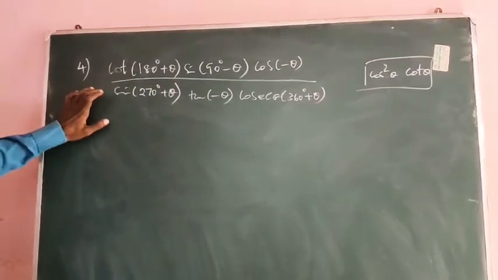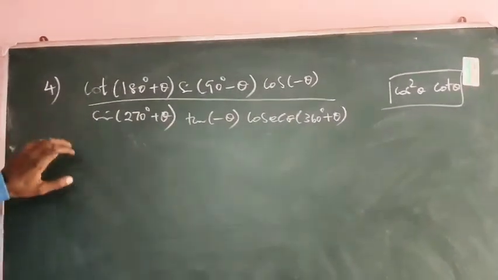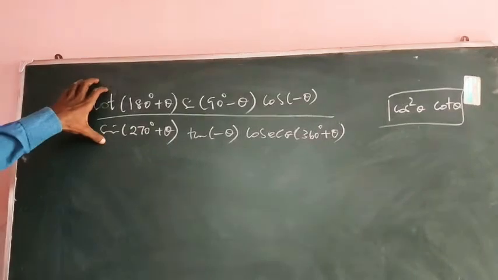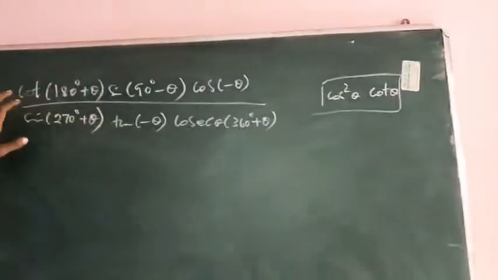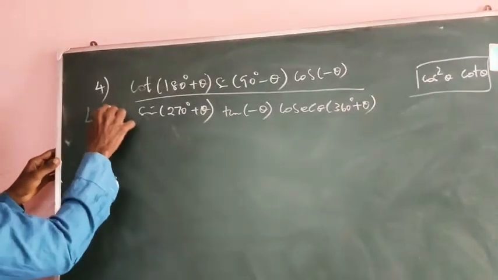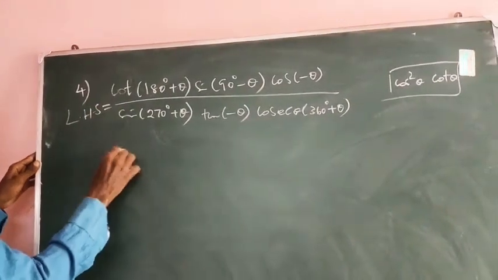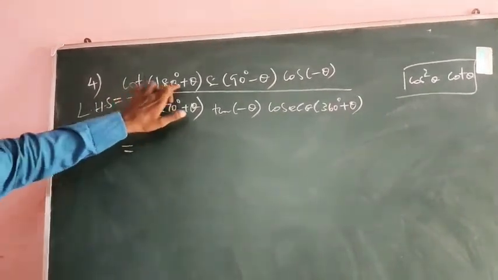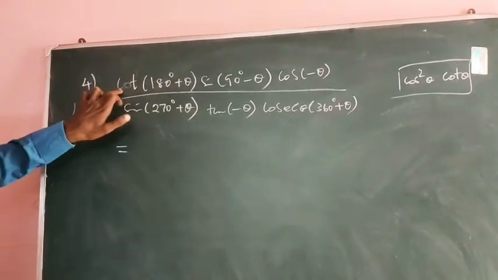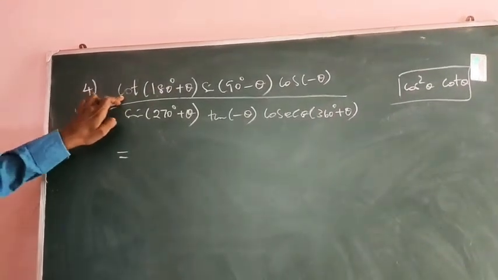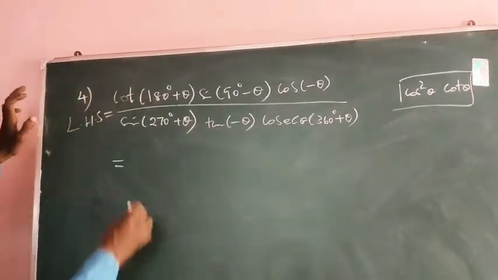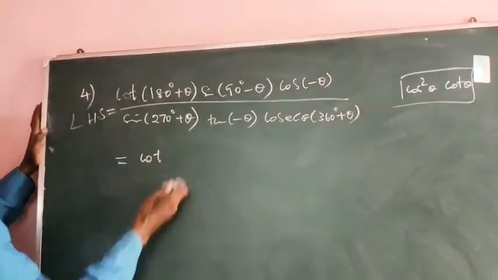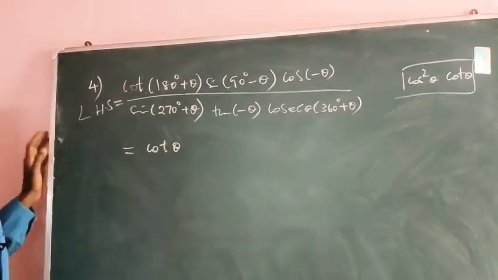Question number 4 in exercise 3.3. The question is: prove that this LHS equals cos square theta into cot theta. So take the LHS first. Cot of 180 plus theta: third quadrant, cot positive, so no need to put plus. It is 2 into pi by 2, an even number, so cot remains cot. So cot of 180 plus theta is simply cot theta.